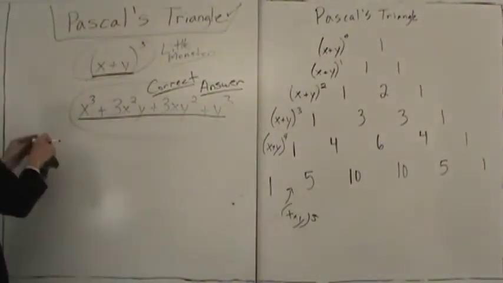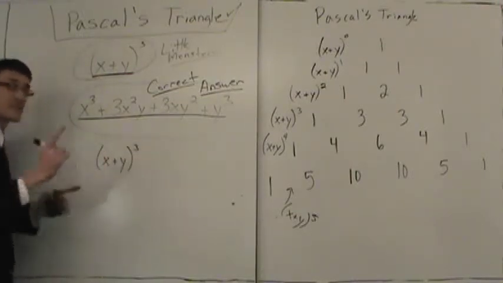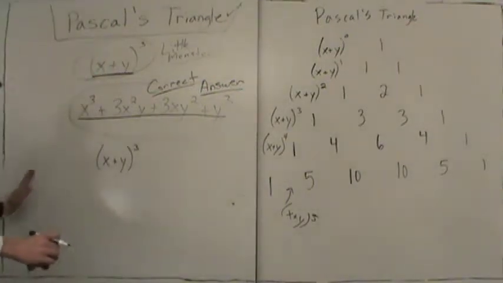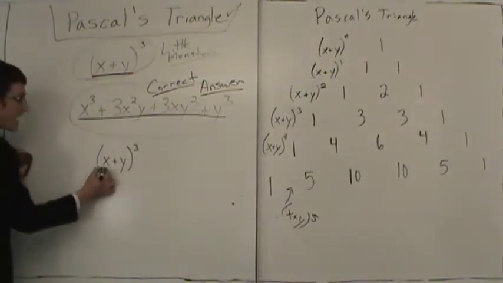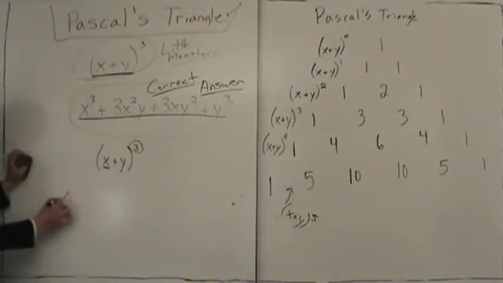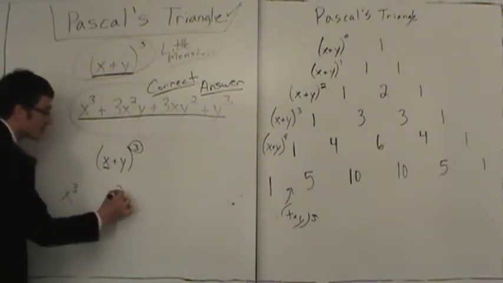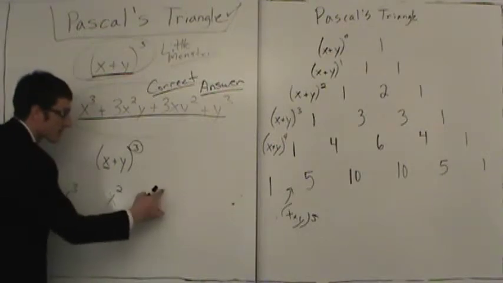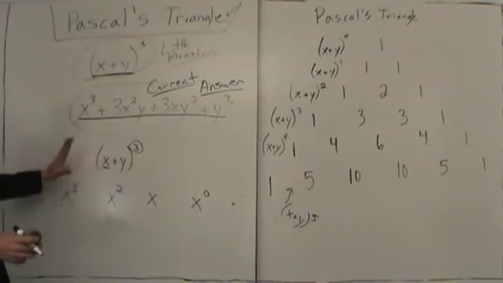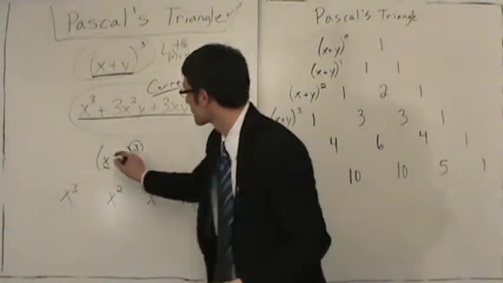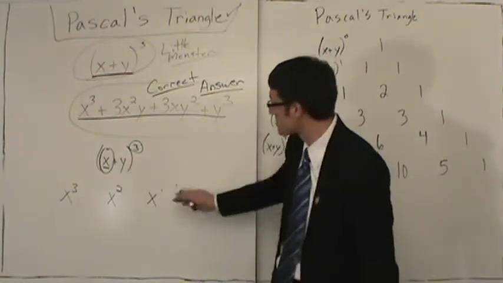Now watch this. We can take quantity x plus y to the third. And this is the trick. It always goes descending order of degree for x and ascending order of degree for y. So we start with x to what power? We start with x to the third. Now go all the way down to 0: x squared, x to the first, and x to the 0. So always start with your first term, x, all the way down to 0.